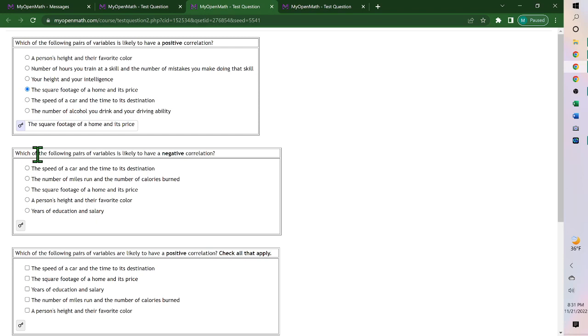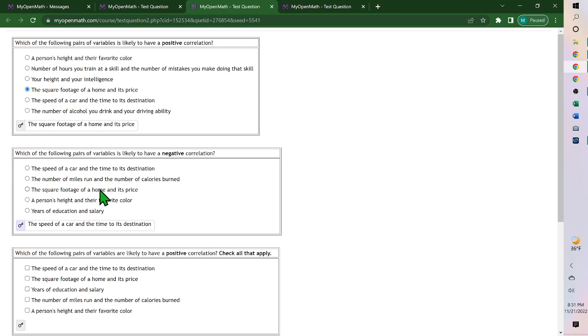On this one, which of the following pairs of variables is likely to have a negative correlation? The speed of the car and the time to a destination. The faster you go, the quicker you're going to get there. Well, yeah. So the time to the destination would lower. I don't know if there could be more than one.